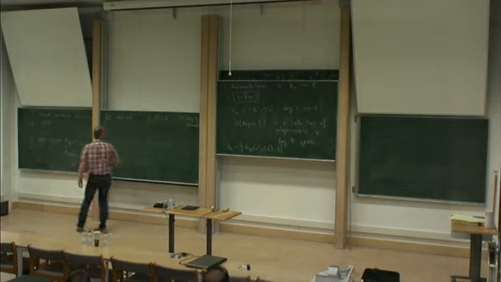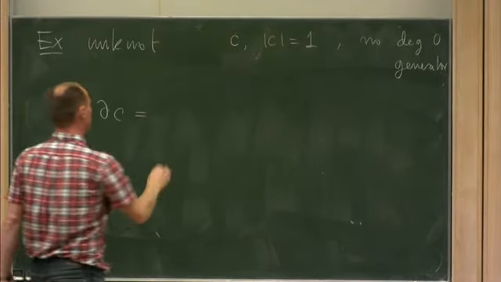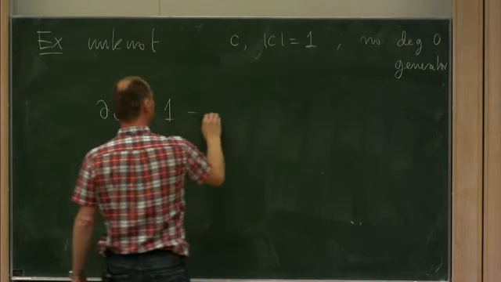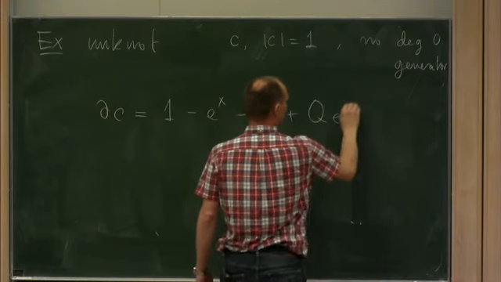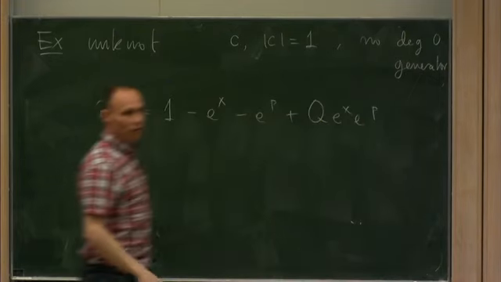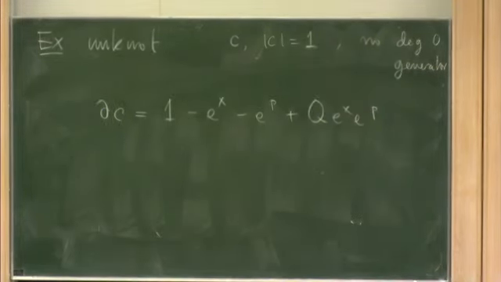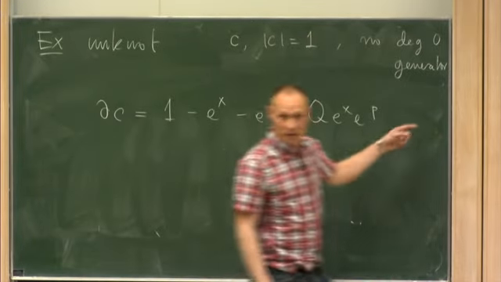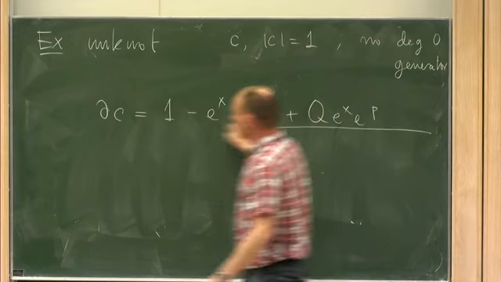And one can see that there are 4 families of holomorphic disks. So the differential of this C is 1 minus e to the x minus e to the p plus q e to the x e to the p. In this case there's no elimination theory to do, so there's nothing to eliminate, and this is just equal to the augmentation polynomial of the unknot. Okay. Very good.